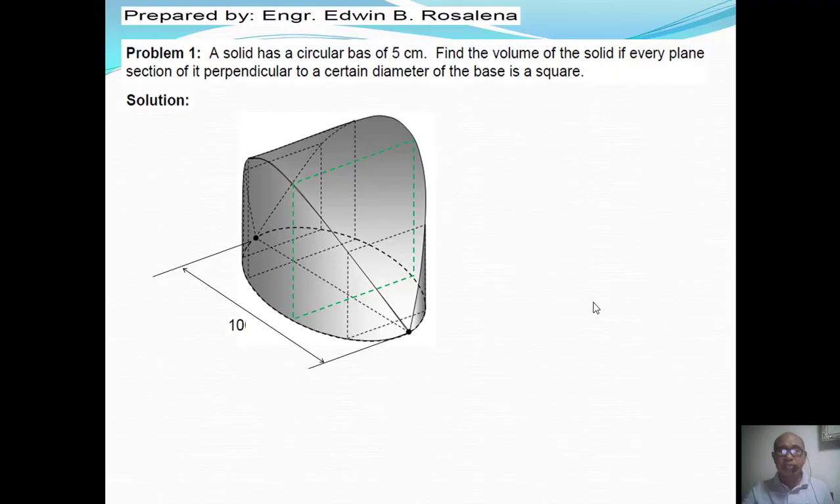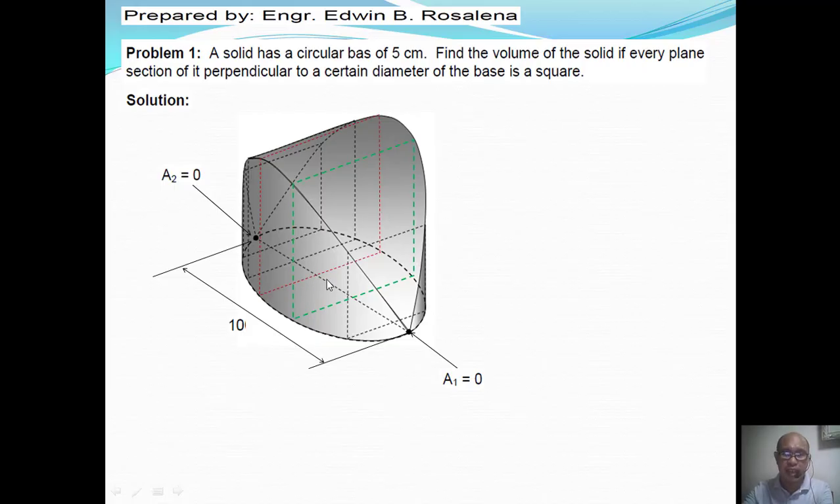Why? Because I can consider this as our end area 1. This point, and the area there is equal to 0. I have also another point here, which is the end area 2, in which the area is also 0. And then notice, we have here square cuts. If you cut the solid perpendicular to the fixed diameter, this is always a square. So notice that the midsection is also a square. That is the red square there.